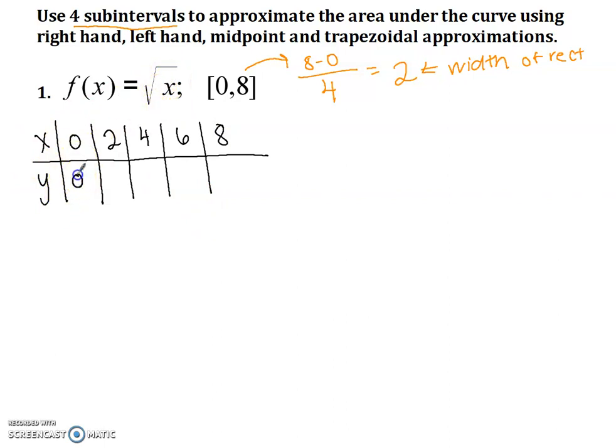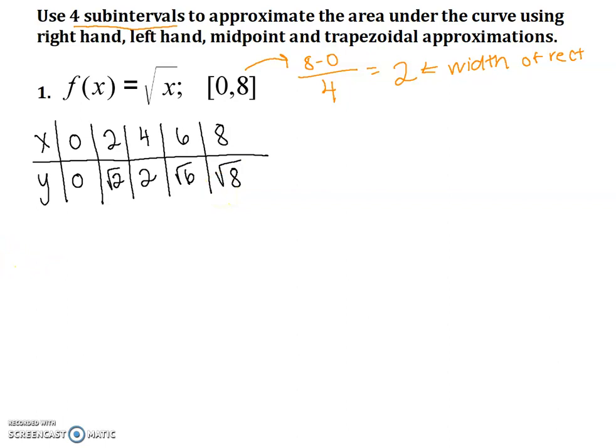So square root of 0 is 0. Square root of 2, I'm just going to leave as square root of 2. Square root of 4 is 2. Square root of 6, I'm going to leave as root 6. Same thing, I'm going to leave square root of 8 as root 8.